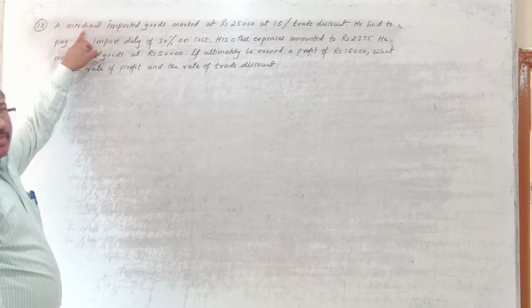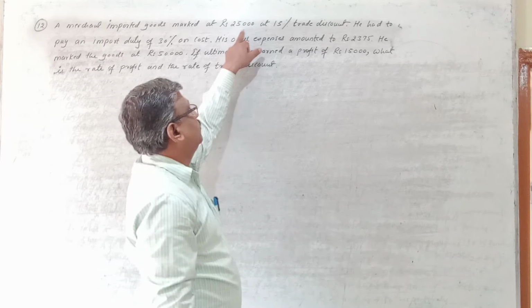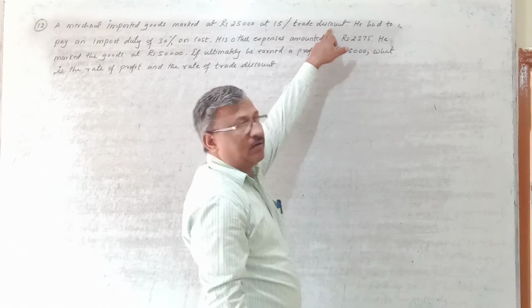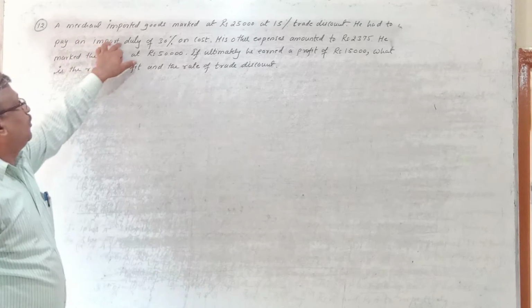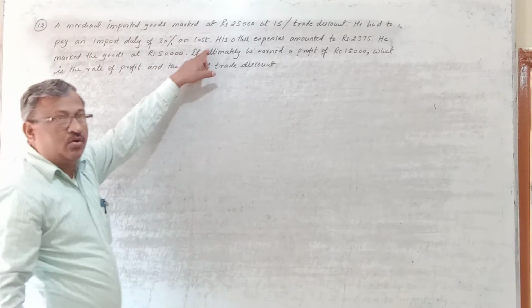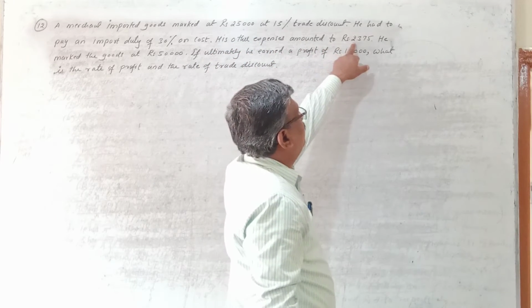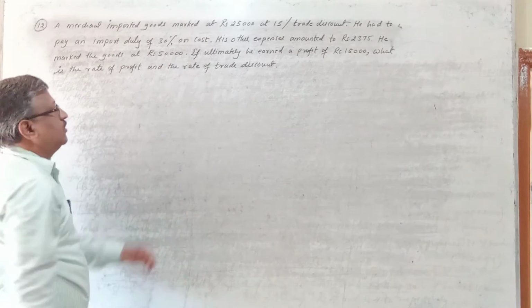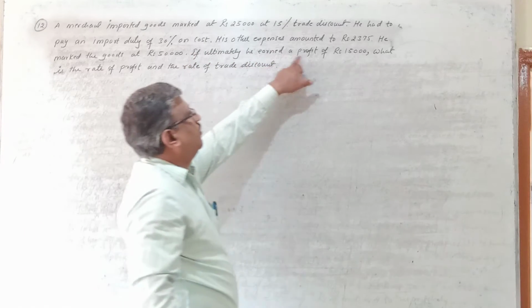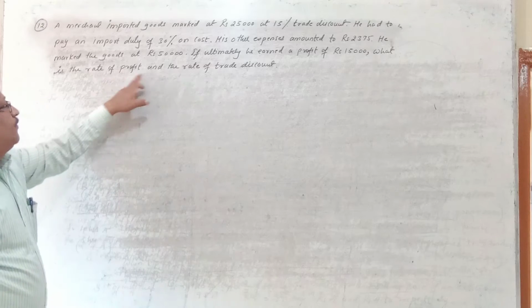The problem is: a merchant imported goods marked at ₹25,000 at 15% trade discount. He had to pay an import duty of 30% on cost. His other expenses amounted to ₹2,375. Then he marked the goods at ₹50,000. If ultimately he earned a profit of ₹15,000, what is the rate of profit and the rate of trade discount?